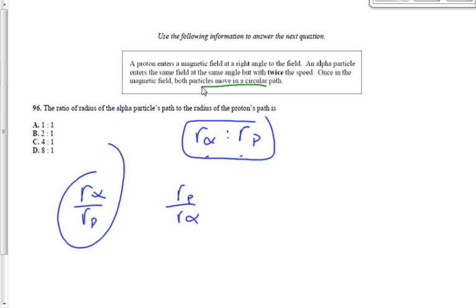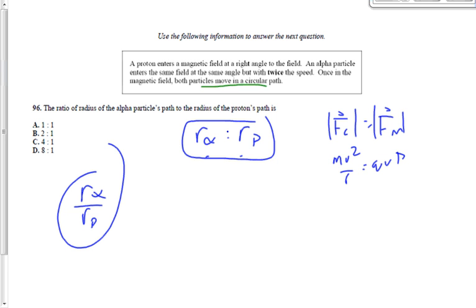Now, if we've got the value of R alpha and R proton already, it's easy. Just divide the two numbers, got a ratio between the two, done. But we don't know what R is, so let's find it. We know that FC is equal to FM. We know that MV squared over R is equal to QVB. These cancel. I know that R is equal to MV over QB. Perfect. Let's plug my numbers in here, find the radius of both of those paths. Let's divide the two. We're done.